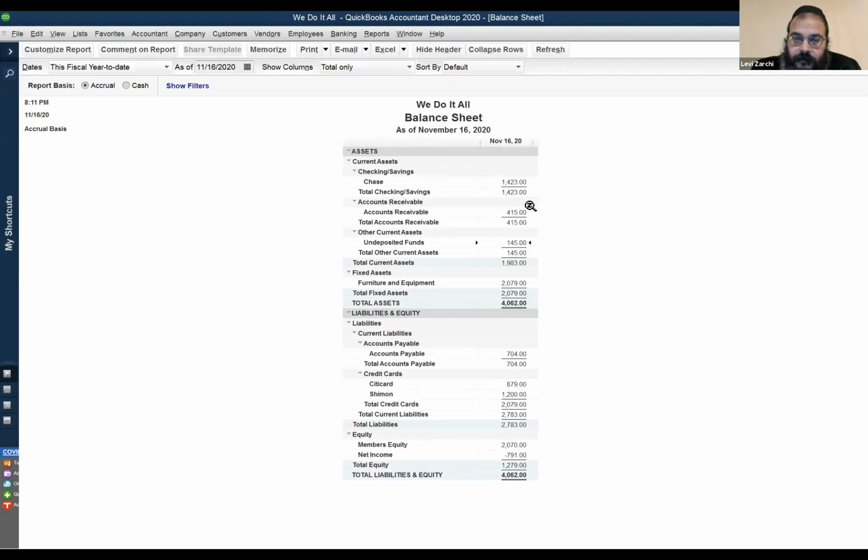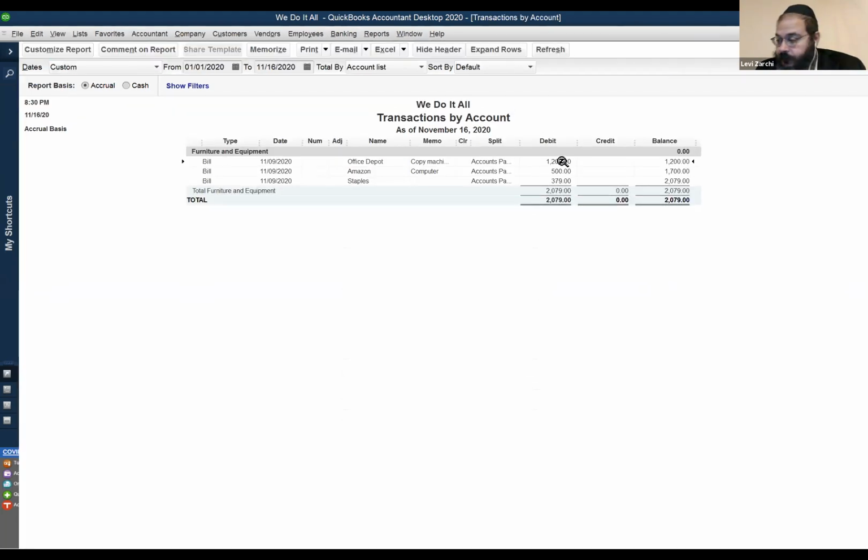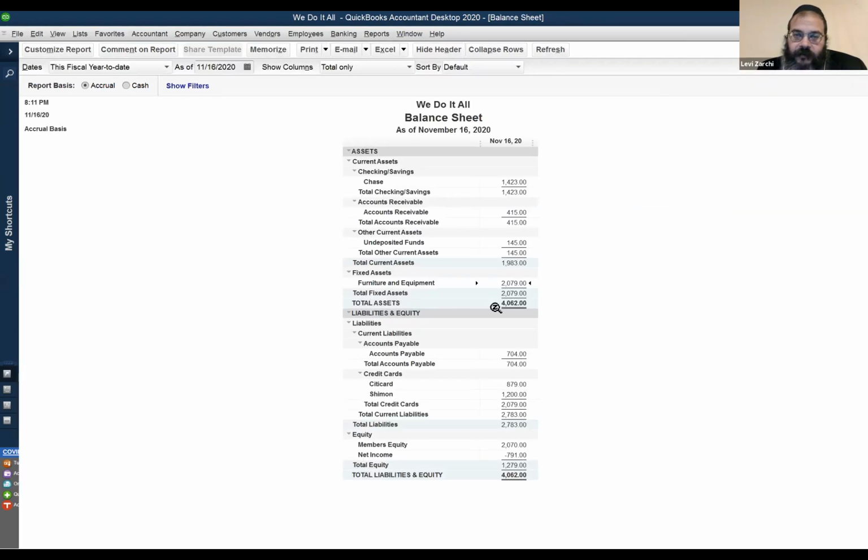These are our accounts receivables. And then we have furniture and equipment. What's our furniture and equipment? If you double click on it, if you recall, we have a $1,200 computer we got from Office Depot. We have a $1,200 copy machine, $500 computer, and $379 was other things we bought from Staples. Furniture. But these are assets. People, what is an asset? It's what the company owns, right? The company has the cash. It's the company bank account. We have the receivables, and we have the furniture.